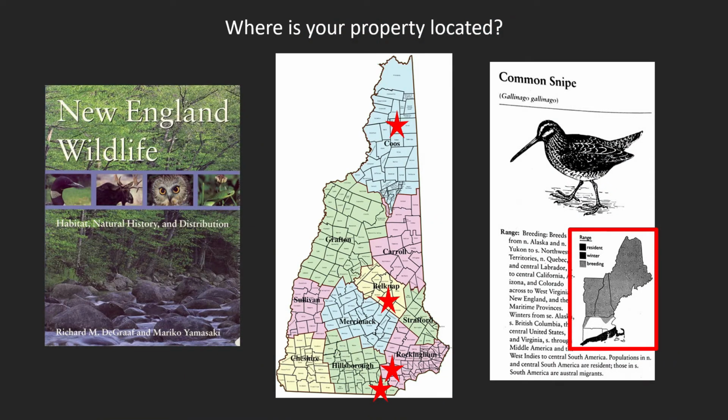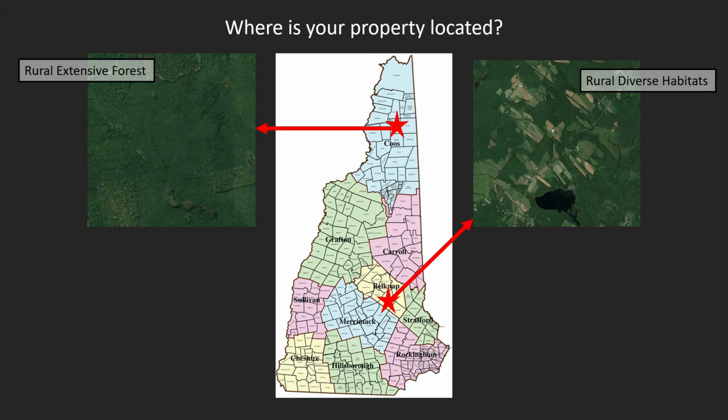All right, so the first step for assessing what wildlife are likely to use your property is identifying where your property is located within the region and learning which wildlife are likely to occur in your region during different times of the year. There's a range map for each species in New England Wildlife, and while these maps do need some updating, they are still a great place to start.